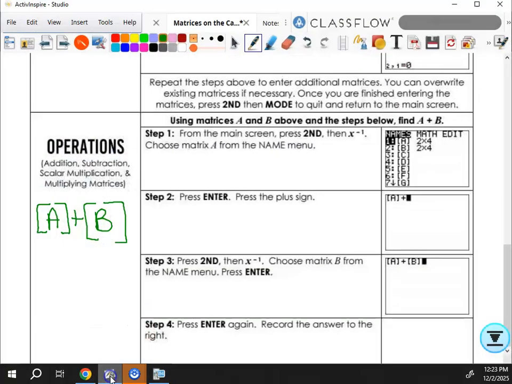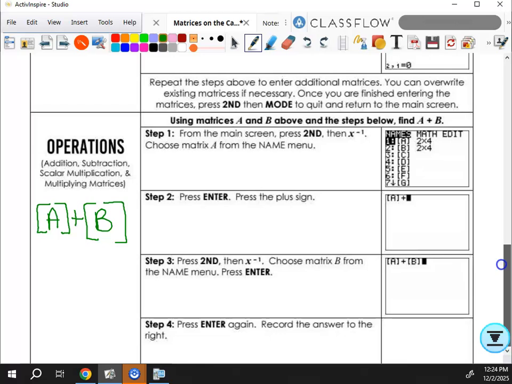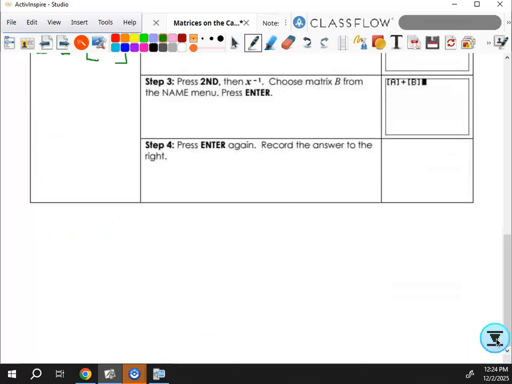So remember, if you were going to do this by hand, we'd be doing -7 plus 3, -1 plus 5. Honestly, if I was just going to add these two, I think I'd rather just add them and then put it on the calculator. But the calculator will do other stuff for us too. But we added them up. So our first element should be a -4. Is your first one a -4? Yes. Okay, good job. Then we're doing this right.